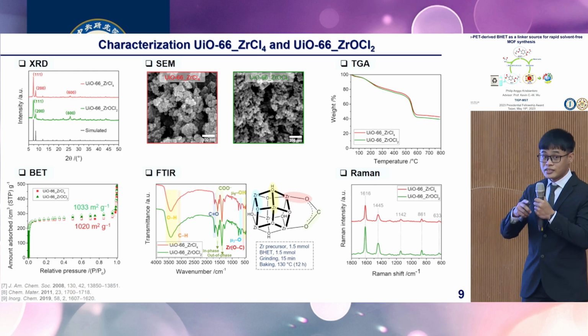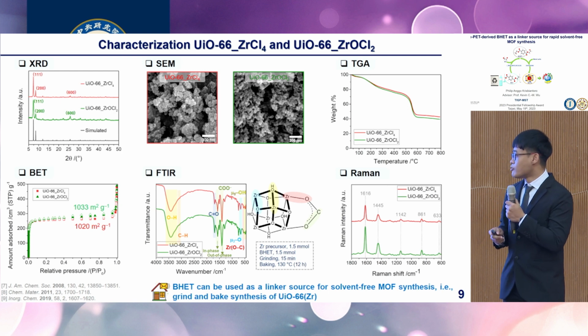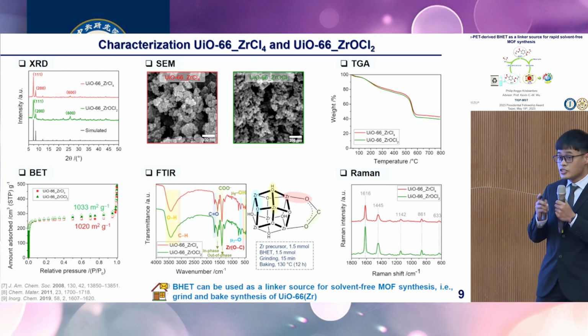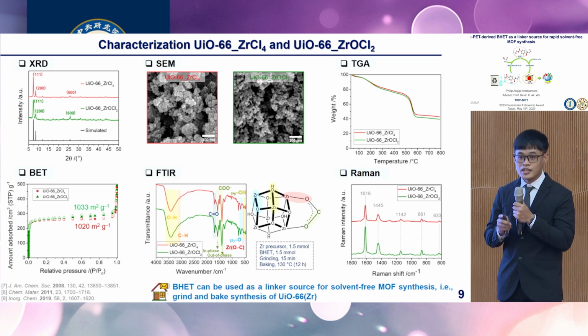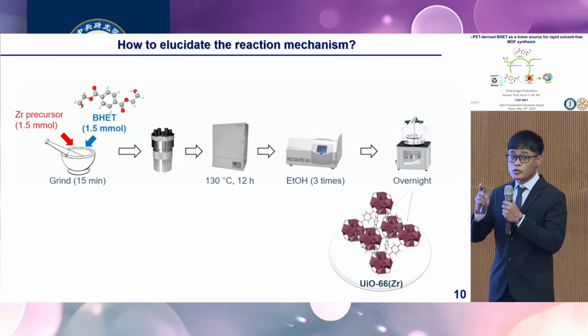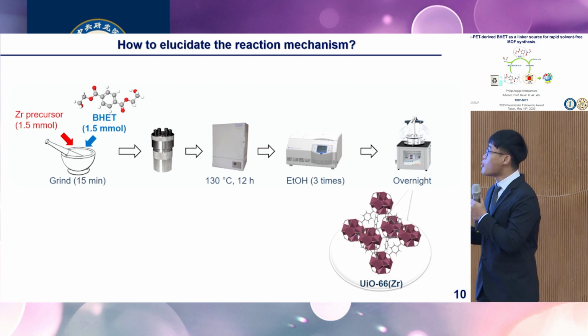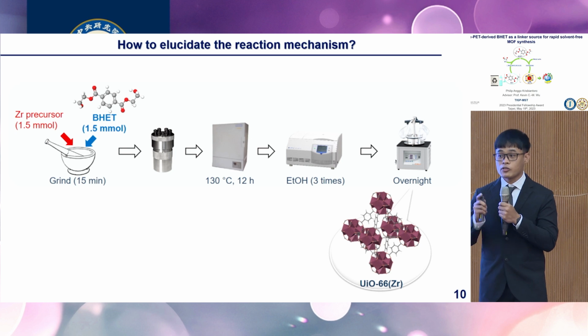And the most important take-home message for everybody here from this finding is that, yes, for the first time, PHCT is used as a linker source for the synthesis of metal organic frameworks, especially UiO66. However, the most important question in this work is how to elucidate the reaction mechanism, how PHCT was converted into PDC to form UiO66.